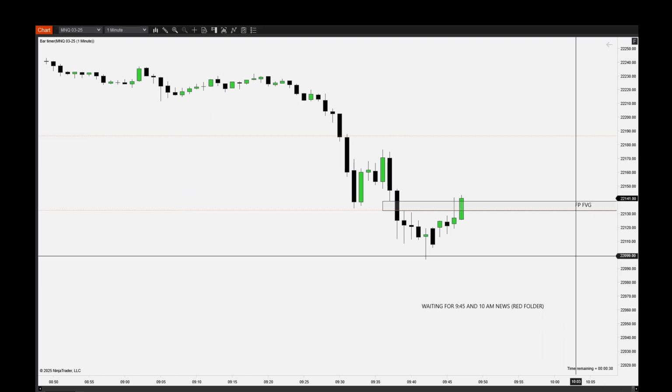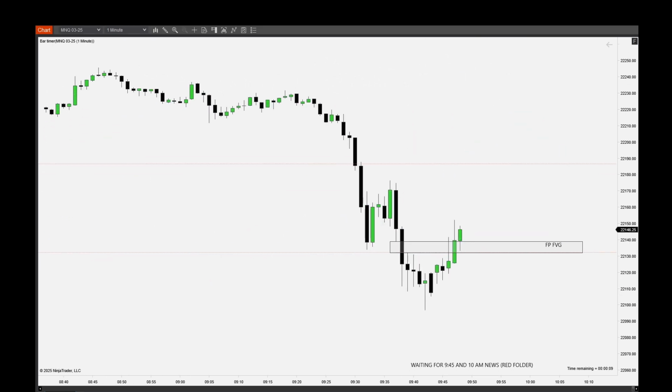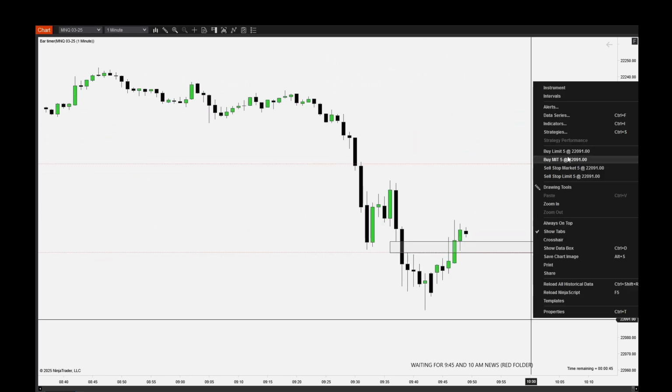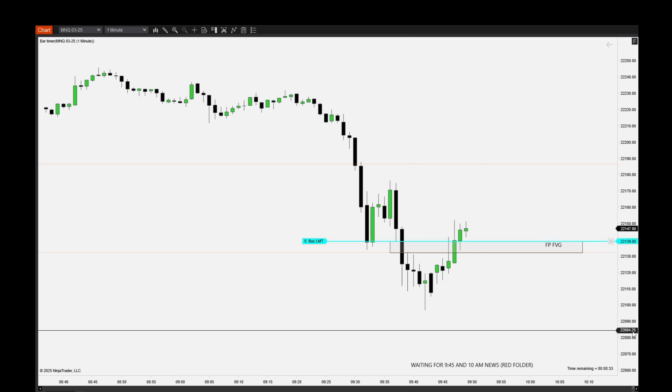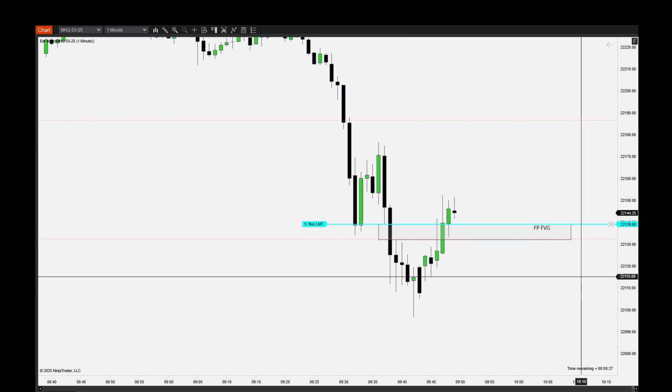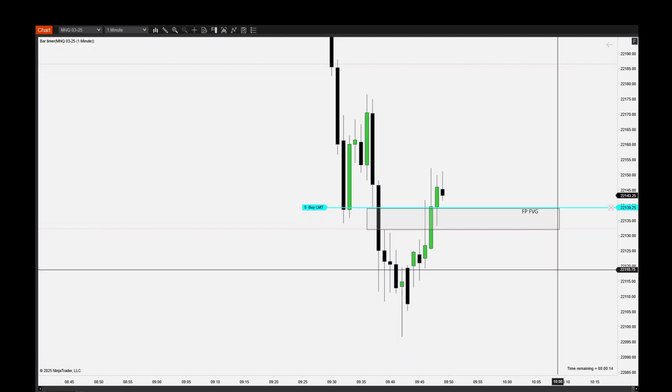So as you can see, market opens. We have the first presented fair value gap. That's a strategy that I use a lot, especially at opening bell. First presented fair value gap always presents after 9:31, not a minute before. So as you can see here, we invert that first presented fair value gap.